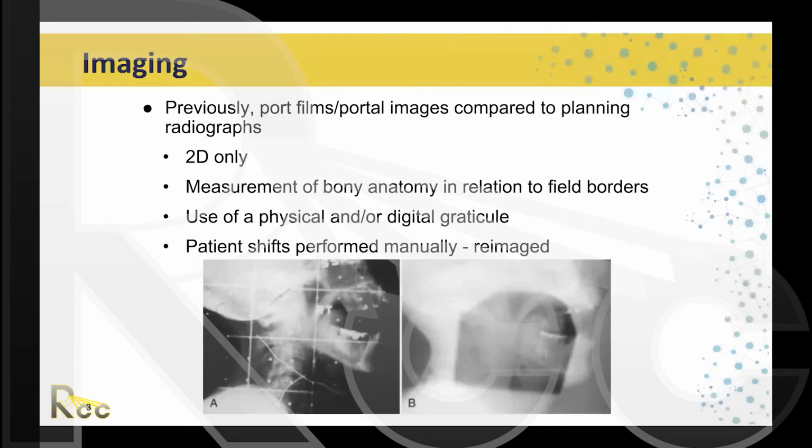So Claire mentioned very briefly how we used to use a lot of port films. These were hard films that you would take a film cassette, place under the patient, take your exposure, take it to the dark room, develop it, and you'd have to do the comparison on those images. They were 2D only, and it was truly just a measurement of bony anatomy in relation to where the field borders were. For the most part, these were done with double exposures, which you can see on image B in this slide. We always used a physical or digital graticule, and patient shifts were very manual, and we had to re-image to make sure that we had moved the correct direction and the correct amount.